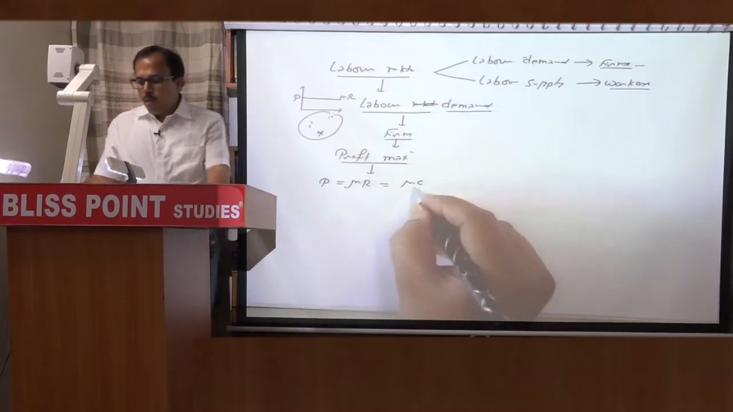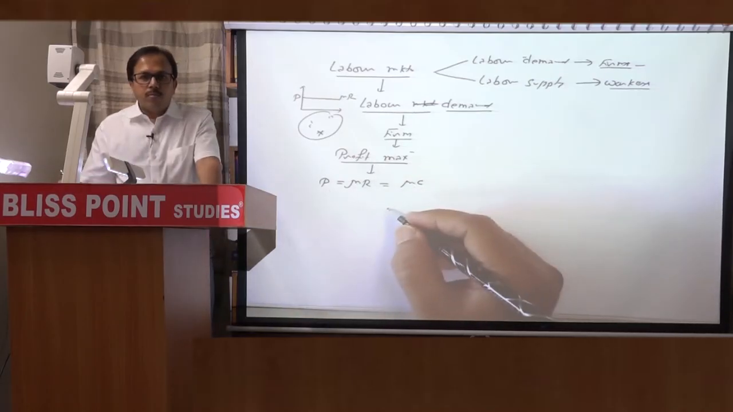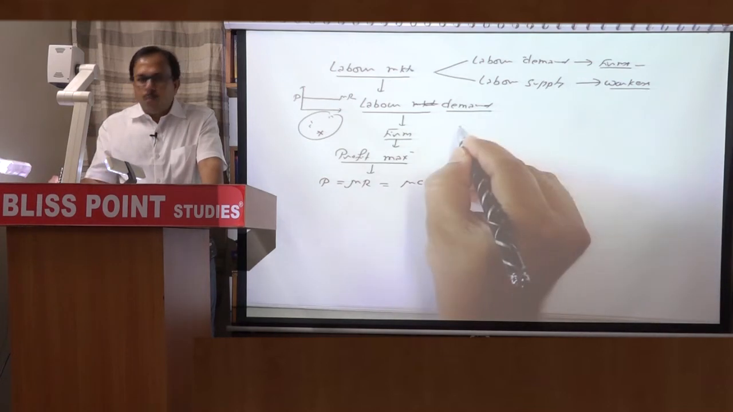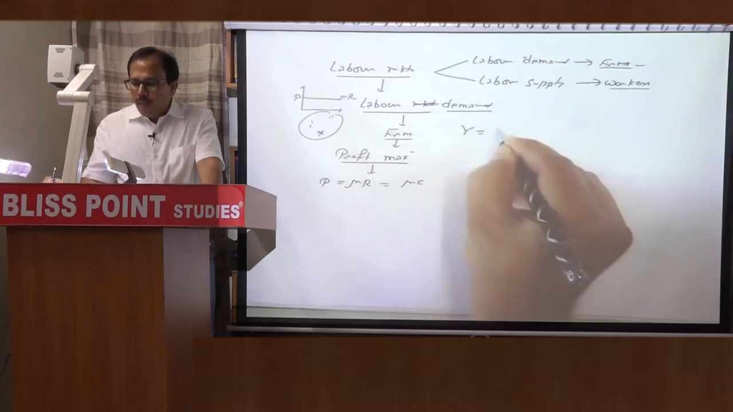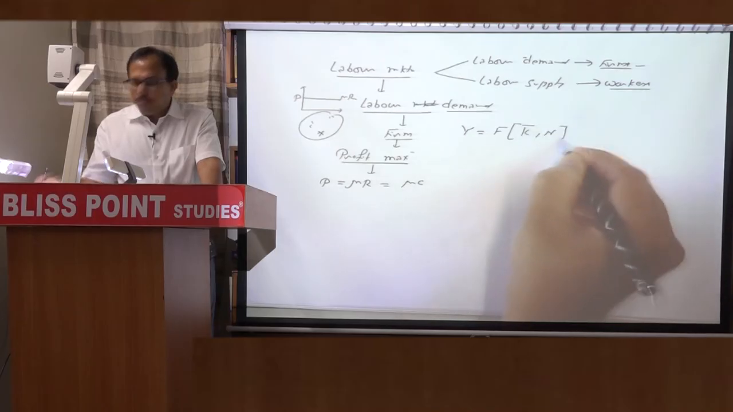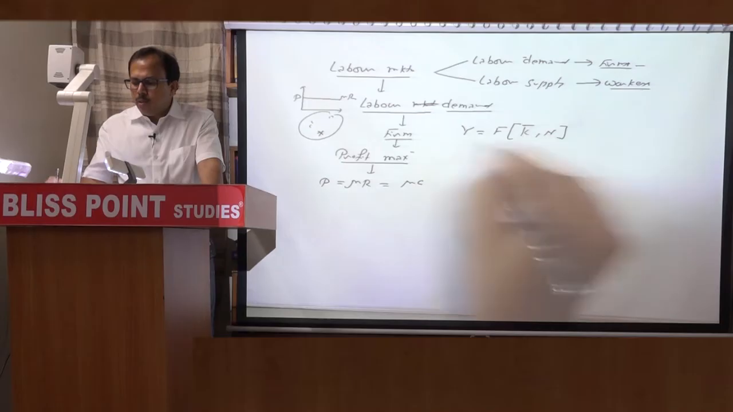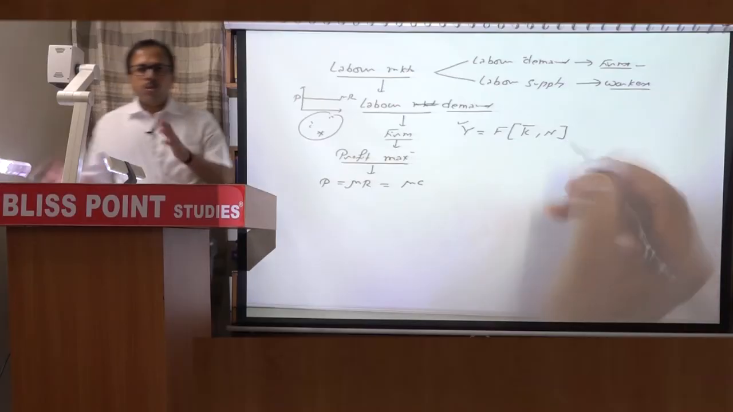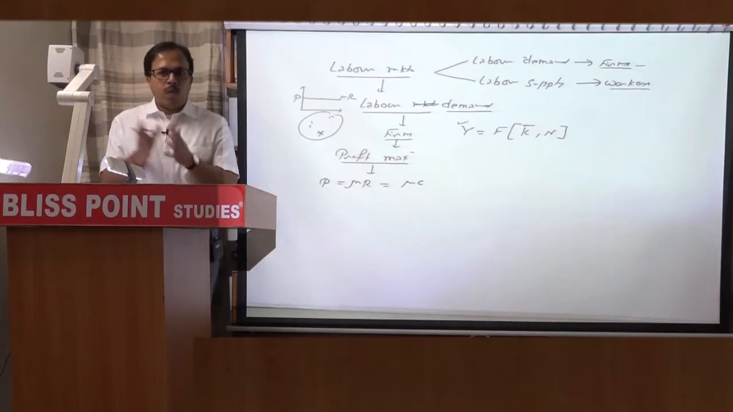Now the question is, what is marginal cost? Marginal cost means addition to total cost due to one additional unit of output produced. I repeat, addition to total cost due to one additional unit of output produced. And what is output here? Output is Y. Y is a function of capital, which is constant, and employment of labor. So if capital is constant, we can produce more output only by having more labor.